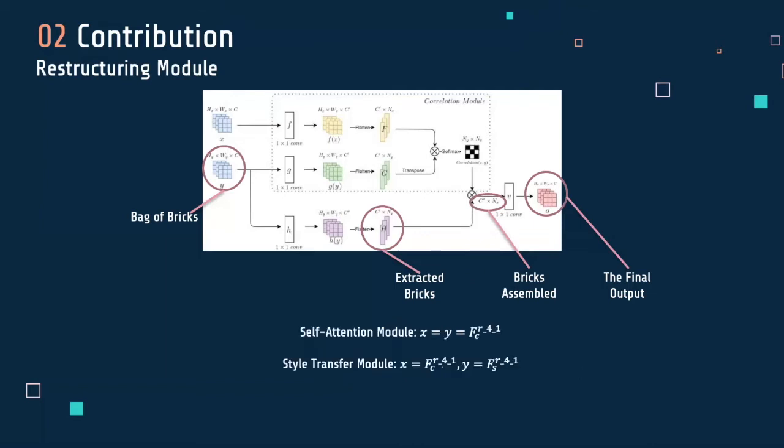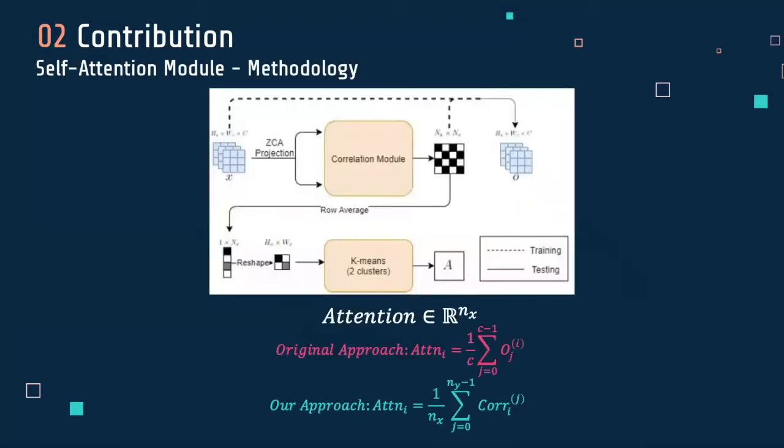In the self-attention module, we set X and Y to be the same feature map. The final output is a restructured feature map using the image itself. In the style transfer module, we set X to be the content image and Y to be the style image. That means you use the patches from the style image to reconstruct the image in the content image, which achieves the functionality of style swap. In the attention module, we only use the restructured feature map in the training stage in our algorithm.